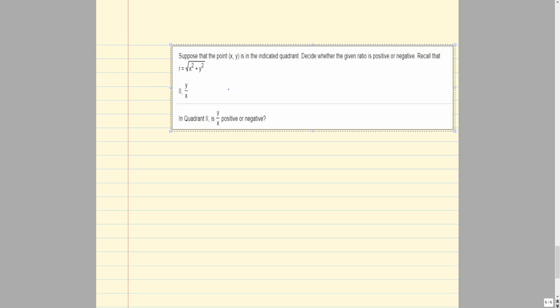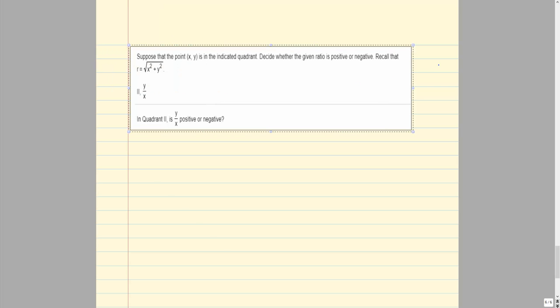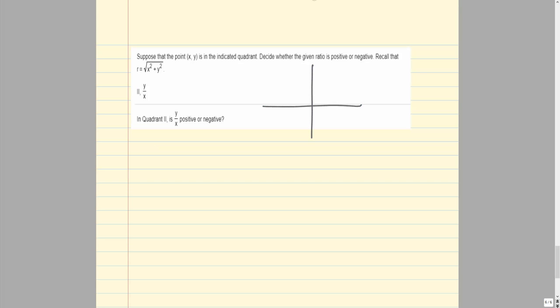So for this next problem, it says, suppose that the point xy is in the indicated quadrant. Decide whether the given ratio is positive or negative. Okay, so this one's going to be pretty straightforward. We're in quadrant 2. So that means I'm somewhere over here. I'm going to go ahead and draw this. It doesn't say where I am, I just know I'm in quadrant 2.